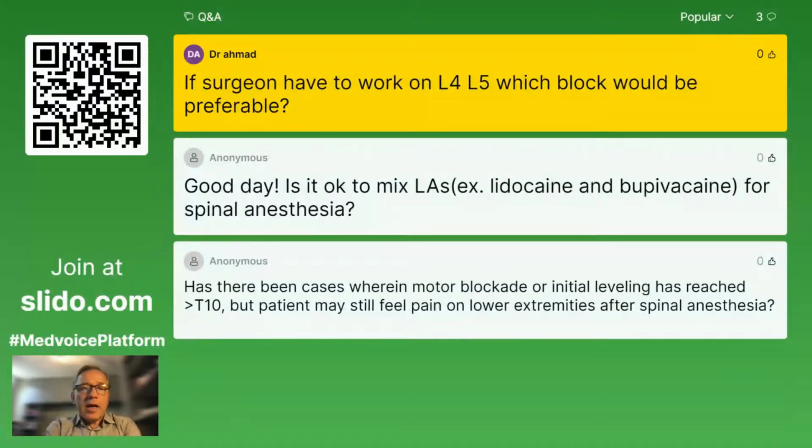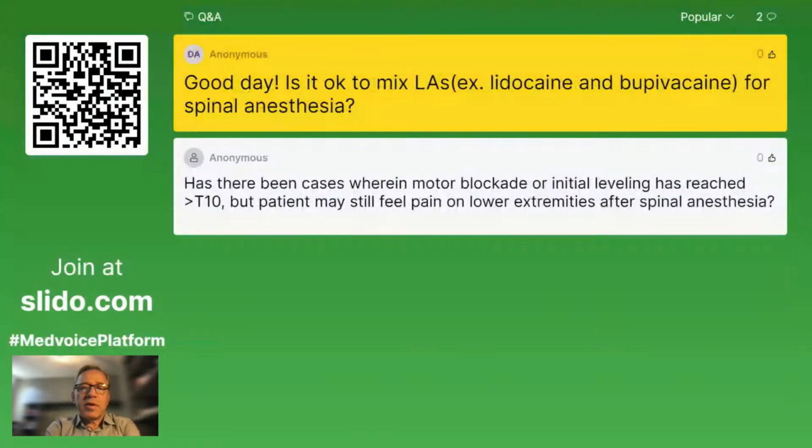Is it okay to mix local anesthetic, lidocaine, and bupivacaine for spinal anesthesia? I do not routinely use a mix for spinal anesthesia. I do not use lidocaine for spinal anesthesia at all. I use only bupivacaine for spinal anesthesia, or chloroprocaine if I want a short anesthesia. But I'm aware that people mix lidocaine and bupivacaine together for epidural anesthesia.